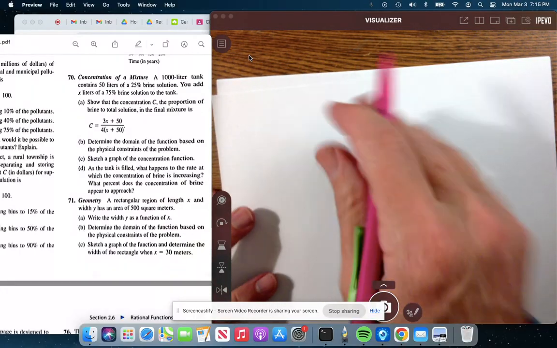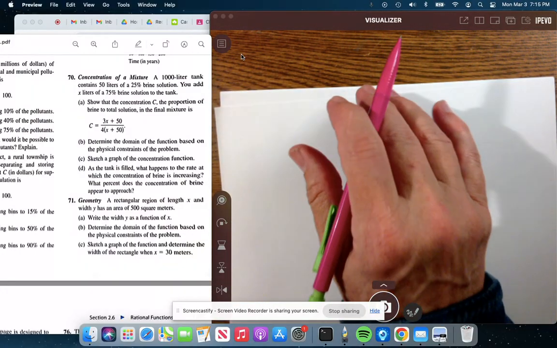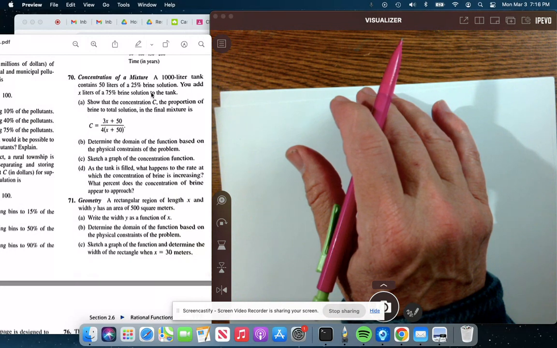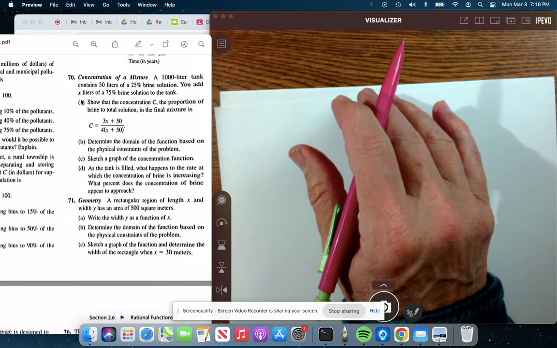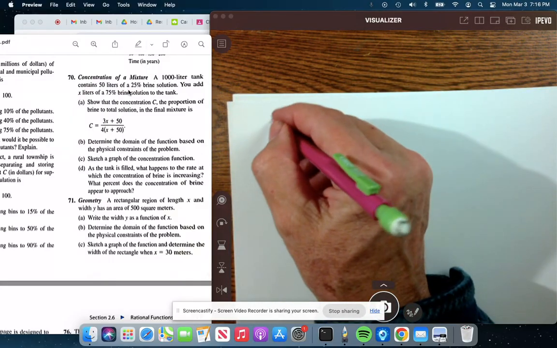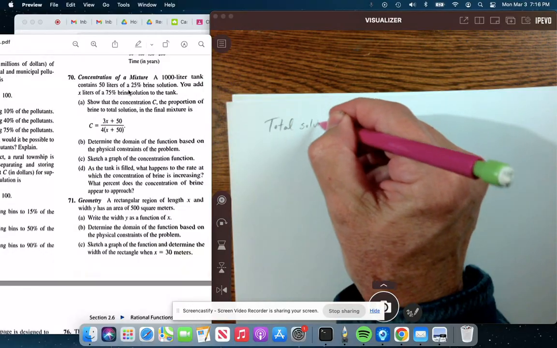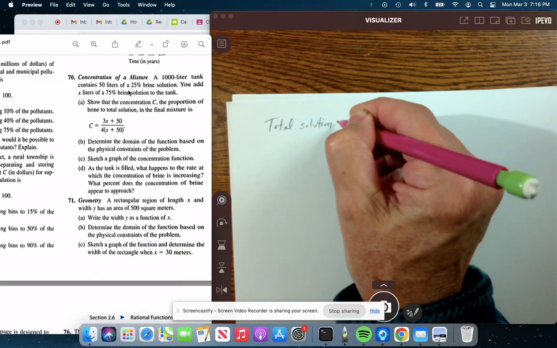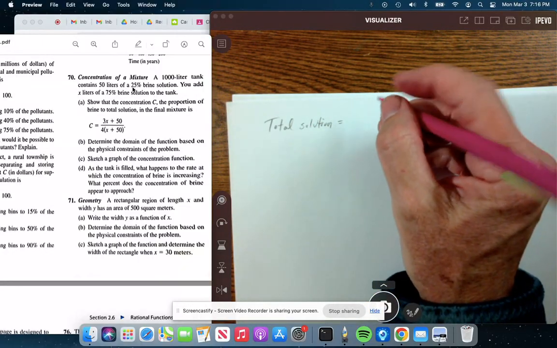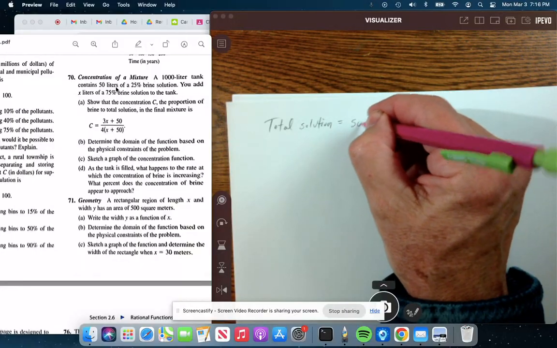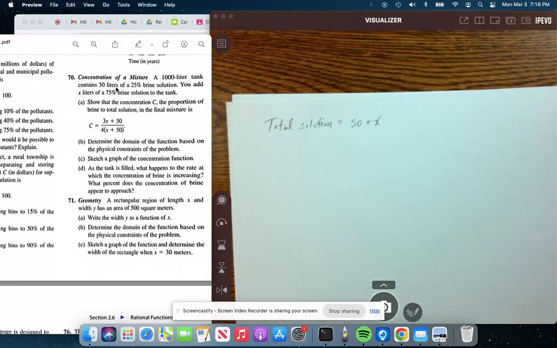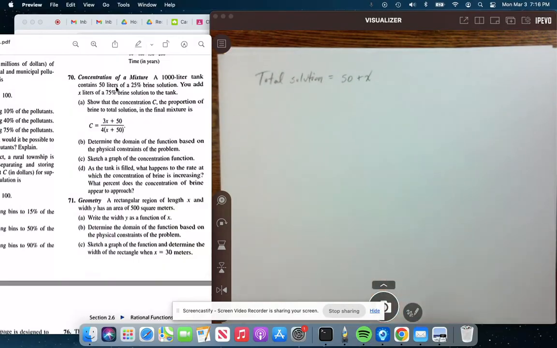Let's see, there's a 1,000 liter tank, and it only has 50 liters in it, right? And then you're going to add x liters of something else. So total solution is 50 plus what you add later, x. That's the amount of liquid in the 1,000 liter tank.